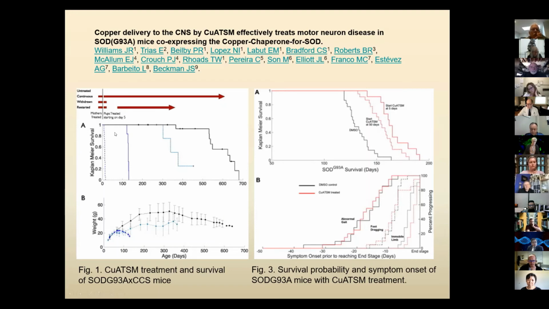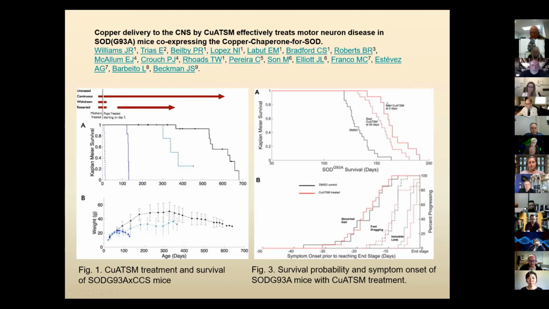If you don't give the mice the copper ATSM, of course they die very fast. If you give it to them for a little while, they live a little bit longer, but they still die off. If you delay treatment, you can get a partial rescue, but complete rescue is given if you have a lifelong treatment, including in utero. So the drug is given to the moms, the pregnant females, before they even give birth.